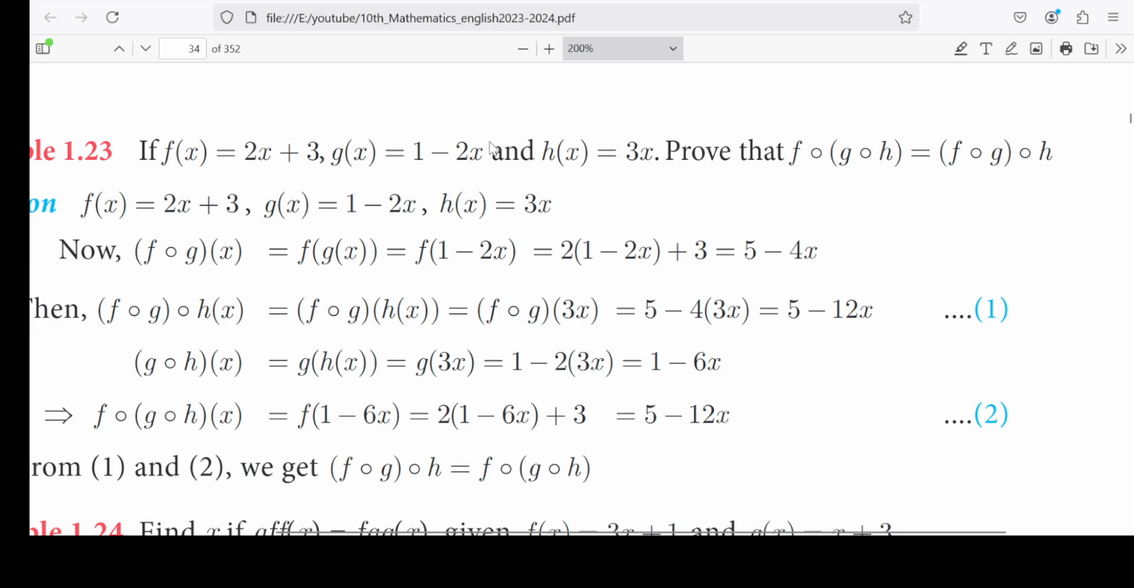In all the previous example problems we are given only two functions, but here we are given three functions. What are they? f of x, g of x and h of x. This problem is also very easy. We can start solving the problem.